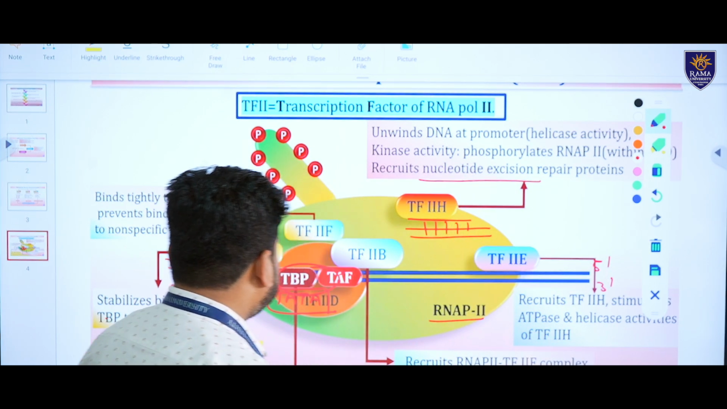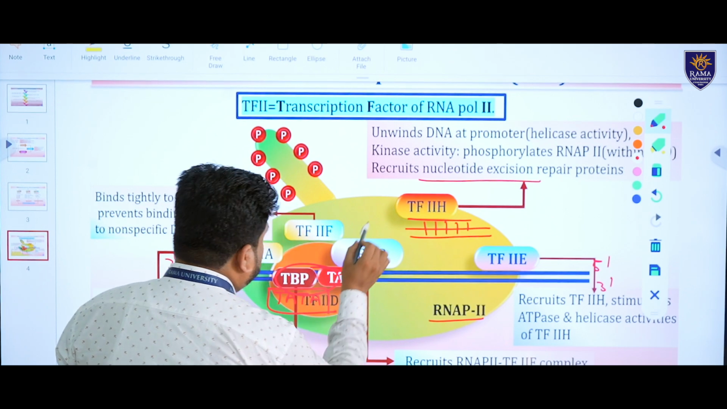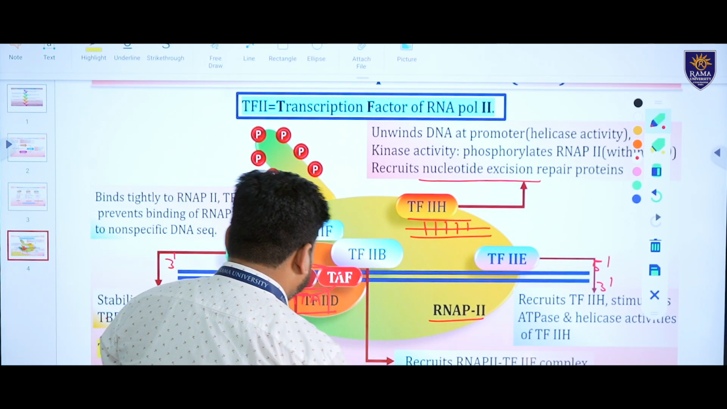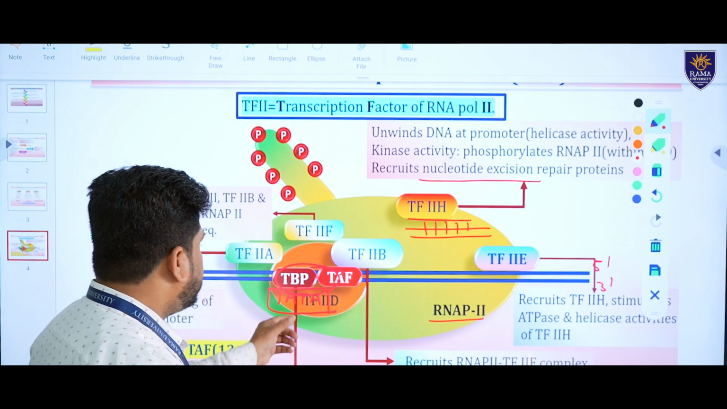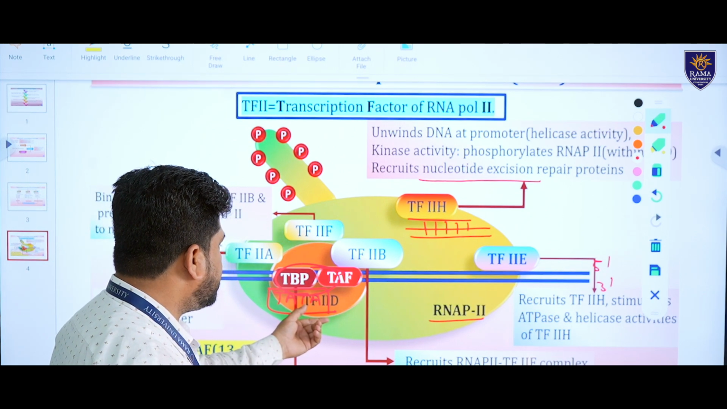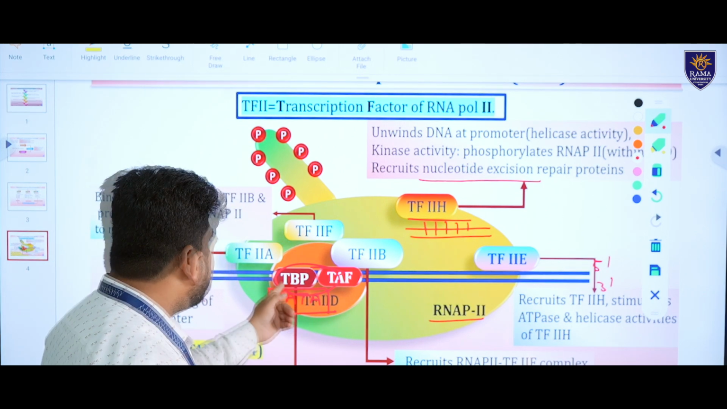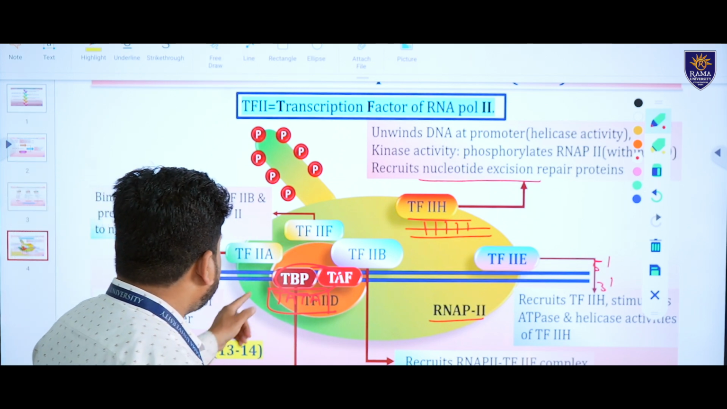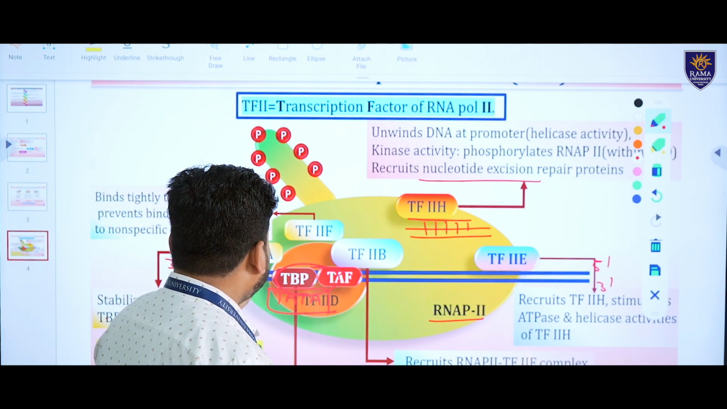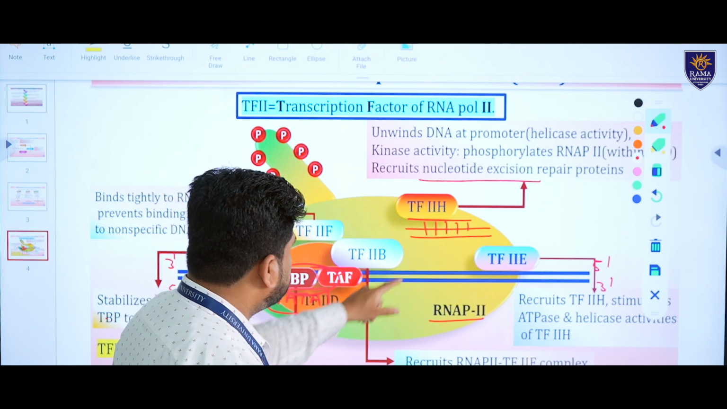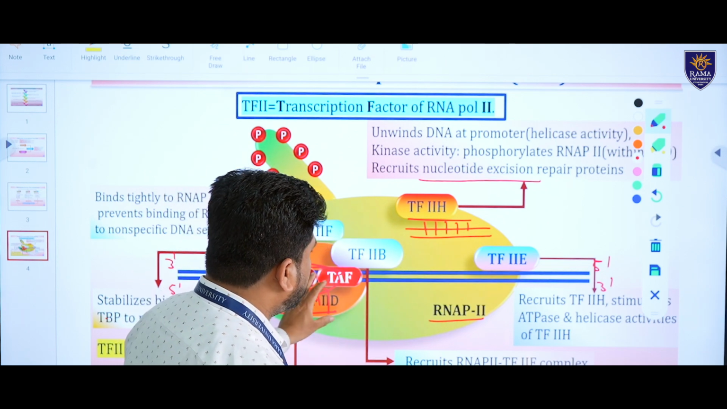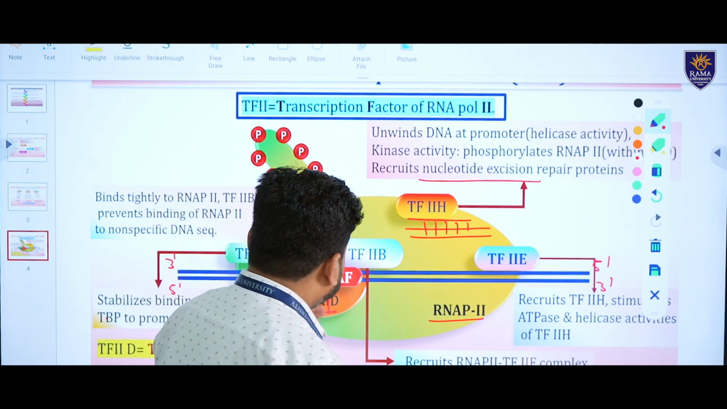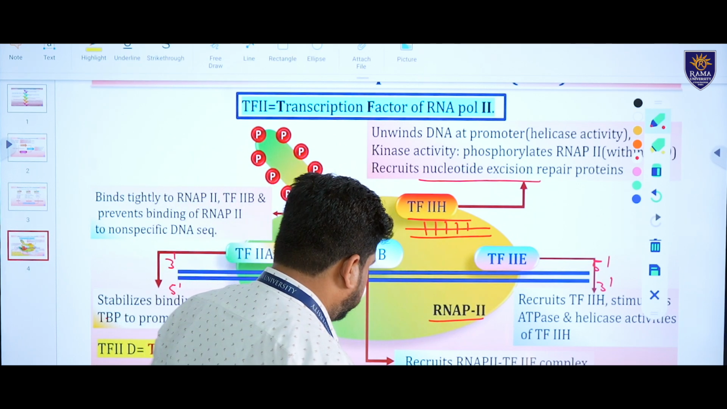So in this way, the whole holoenzyme, means RNA polymerase enzyme, along with the RNA polymerase enzyme, promoters, transcriptional binding proteins, and their transcription associated factors, these include together and start the chain initiation activity.